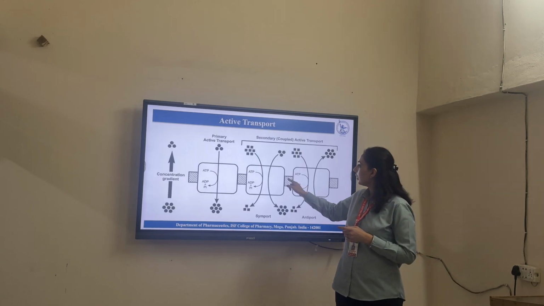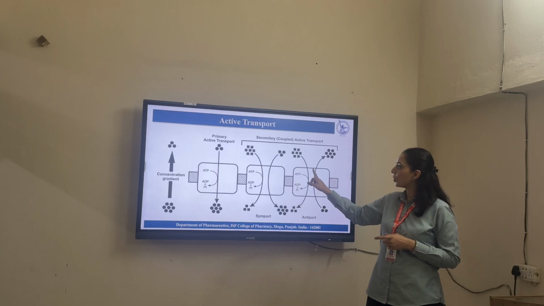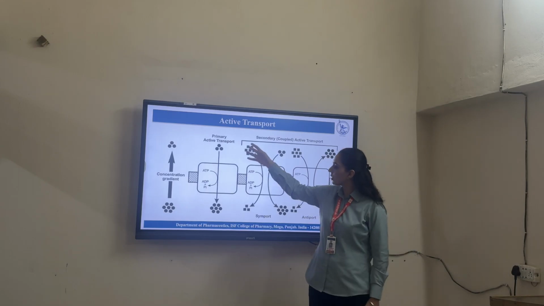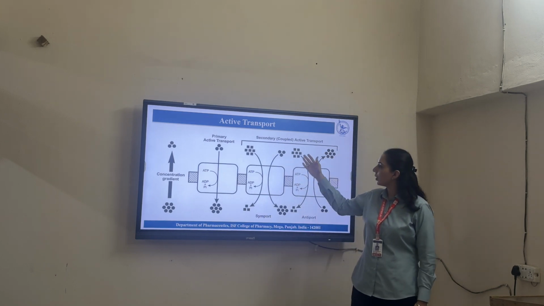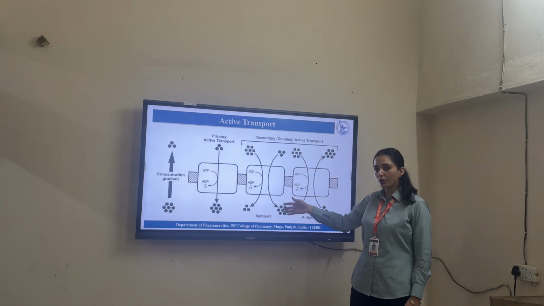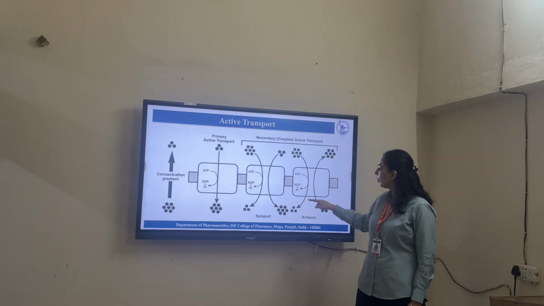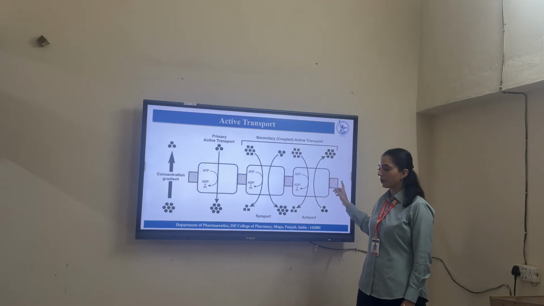Here is the diagram which clearly shows the difference between primary active transportation and secondary active transportation. And here the drug is moving from lower concentration to higher concentration directly using ATP, and here the drug is moving from lower to higher concentration in the same direction, meaning symport, and here the molecules are moving in the opposite direction, which means antiport movement of the drug.